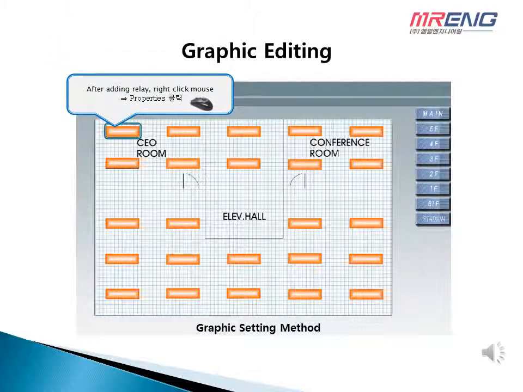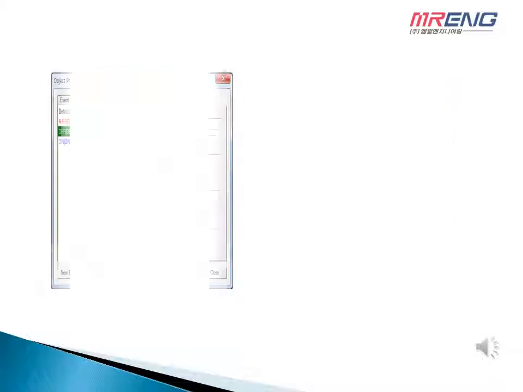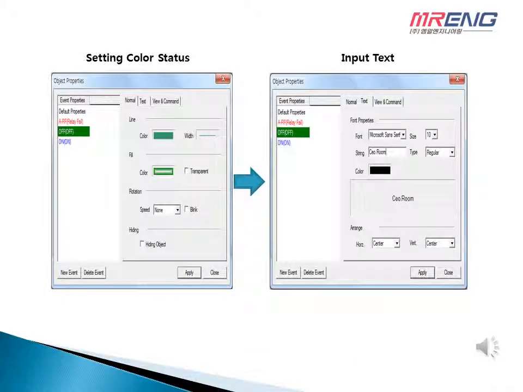This picture shows the graphic editing function. The graphic editing is easy and convenient by just using the mouse. The picture above is the object property screen for configuring more detail to each graphic screen.